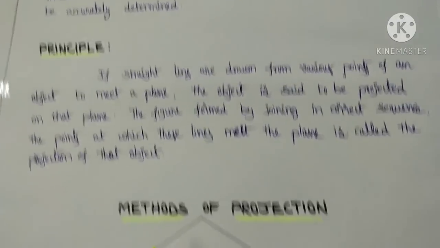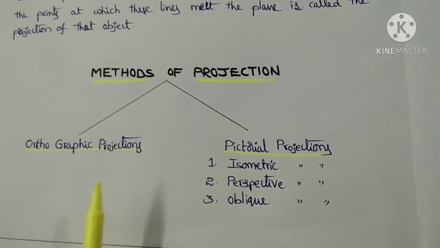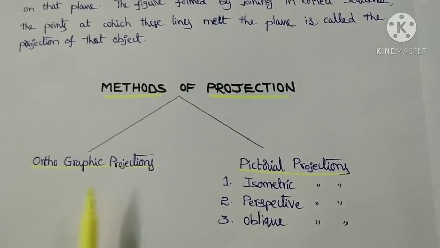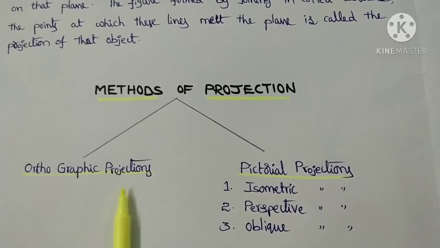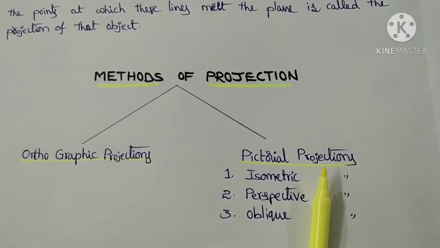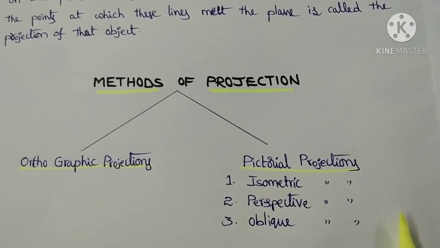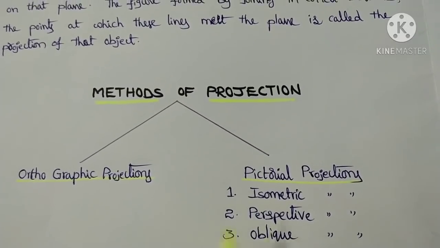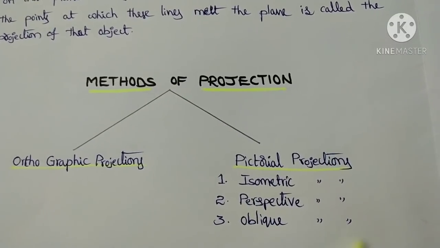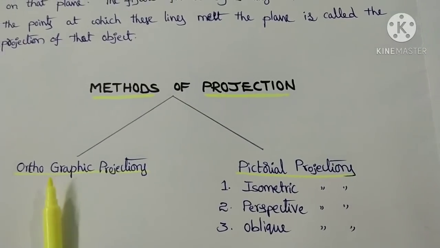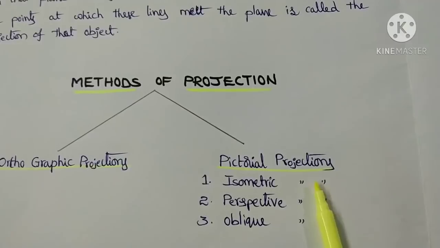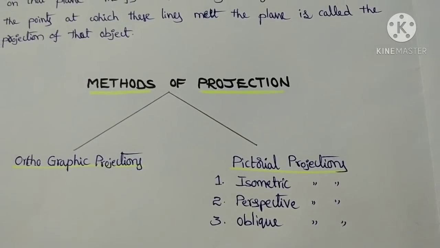Next we can move to the methods of projection. There are two types; broadly, they are classified into two categories. The first one is orthographic projections. The second one is pictorial projections. Under pictorial projections we have three more types: the first is isometric projection, the second is perspective projection, and the third is oblique projection. In this concept we are going to discuss orthographic projections. In the further units we will be discussing isometric, perspective and oblique projections.